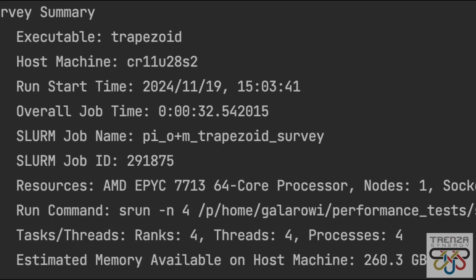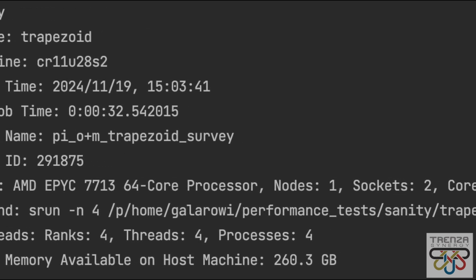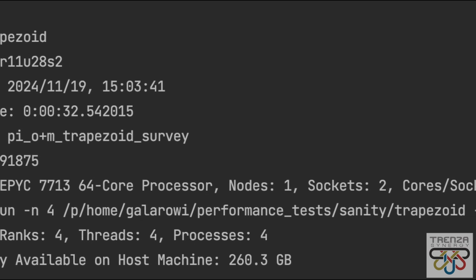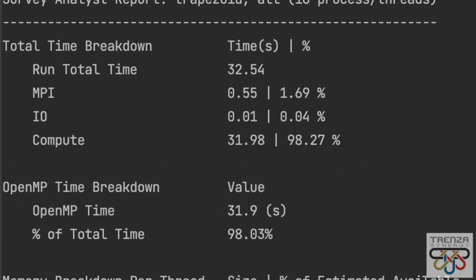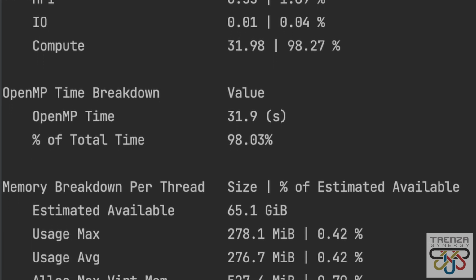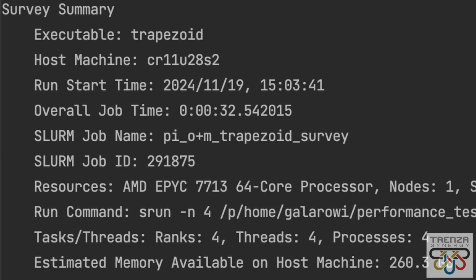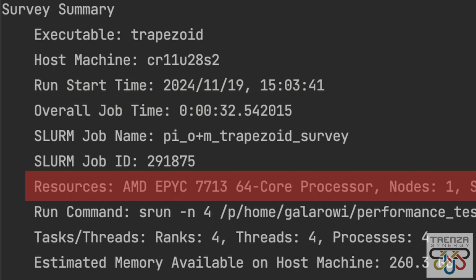After the run, Survey outputs a report of the most important results that it measures. You can use this information to get a broad idea of how your run uses the HPC system's resources and what adjustments that you may need to make in order to improve the efficiency of future runs. The first section of the survey output contains some metadata that will help you identify the run, including the start and stop times and the resources used during the run.